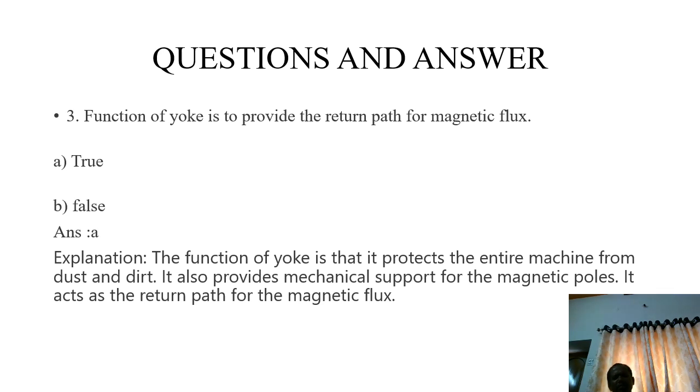Next, question number 3. The function of the yoke is to provide the return path for the magnetic flux. It is one of the parts of a DC generator, and we also explained detailed information about the yoke. What is the question? The function of the yoke is to provide the return path for magnetic flux.